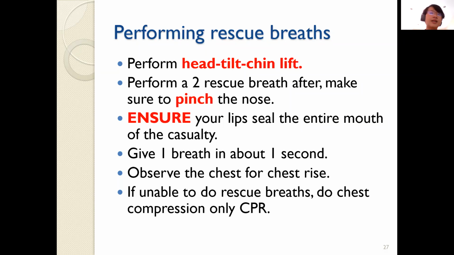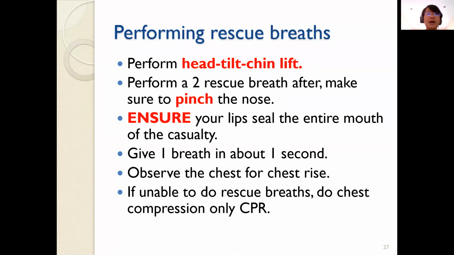Okay, chest rise means that the lung expanded. The air you ventilated, the air you breathed in and expired to the casualty, entered the lungs and will be diffused into your bloodstream. So observe for chest rise. And of course, at this time and era, it's controversial to perform rescue breaths for everybody.